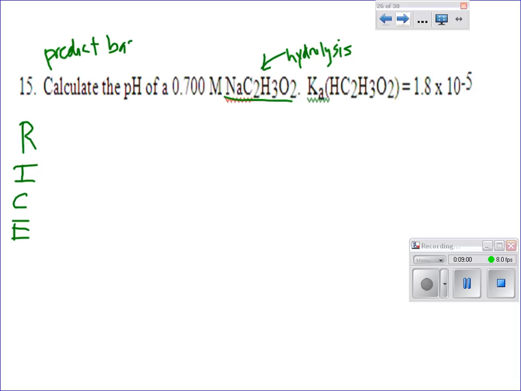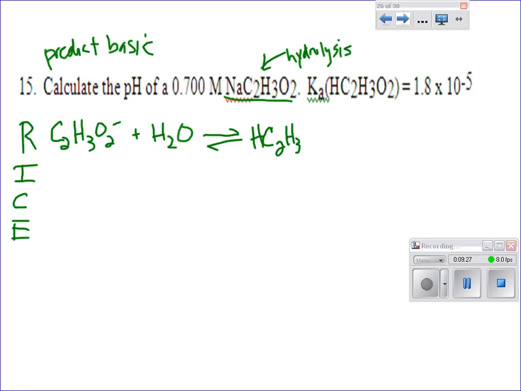Let's make sure by writing the hydrolysis equation in our rice table. We're going to take the weak part of the salt, which is the acetate ion, and add it to water, because that sodium is not going to react at all with the water. And we get a Bronsted-Lowry base plus what? OH-. Ta-da! That's why it's basic. Okay?